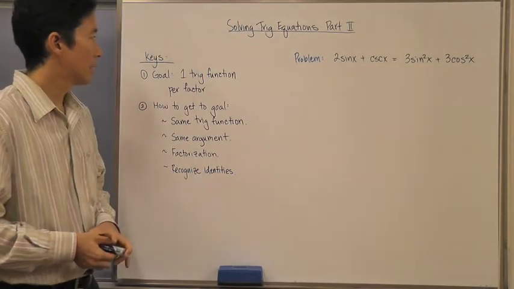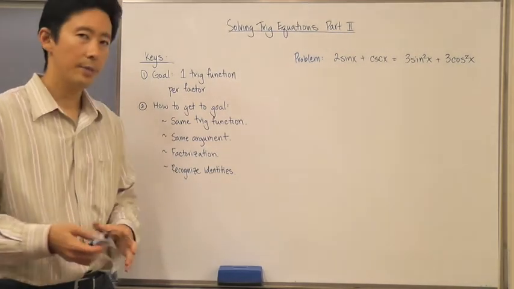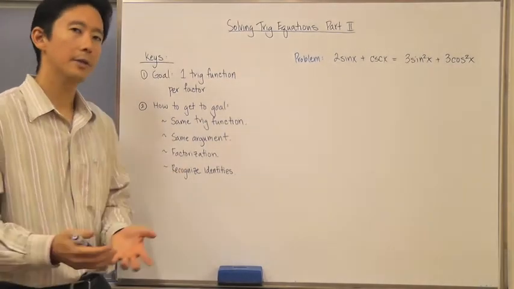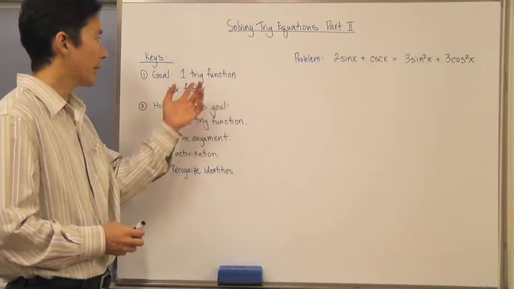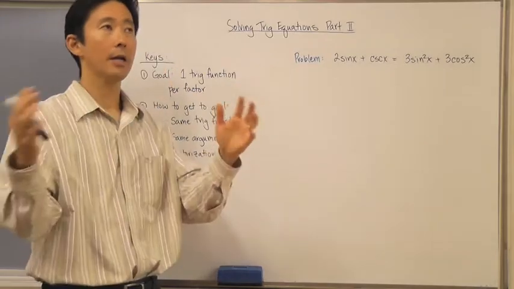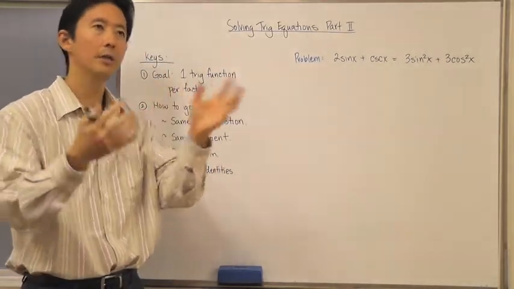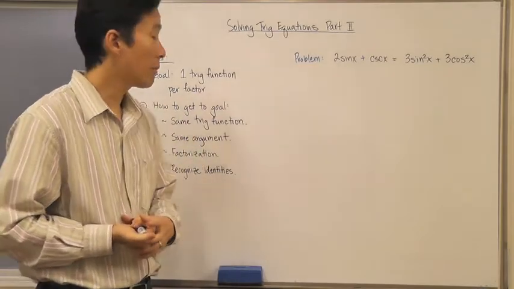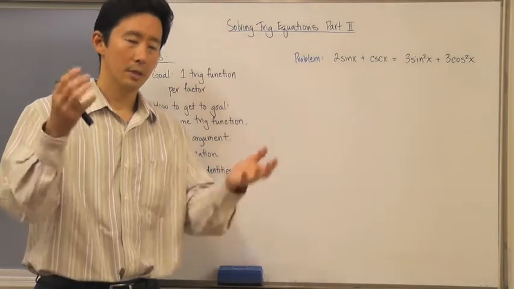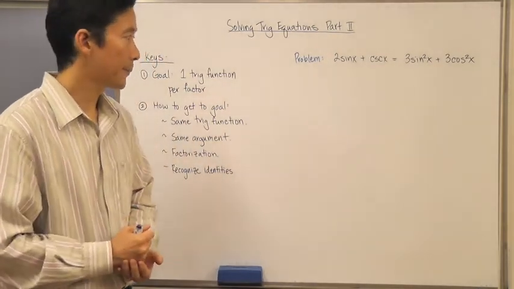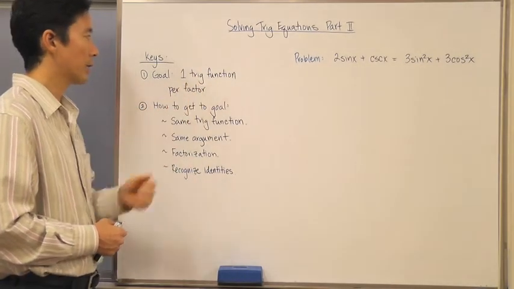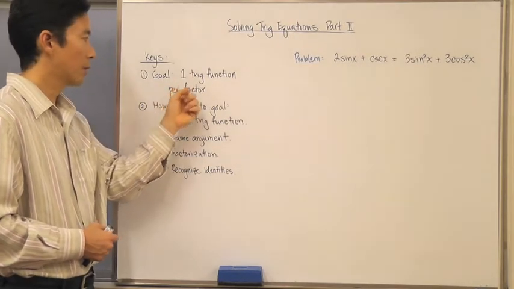Now, the goal, being that we know this is an equation, is that we want to think about them as factors almost, and take a look at whether we can get one trig function per factor. In other words, if we can factor it, and we have one trig function per factor, then usually that's going to be manageable for us, because then we can break it down even further using the zero product property to deal with each one of those factors separately. So let's take a look at what we can do to get to that goal of having one trig function per factor.